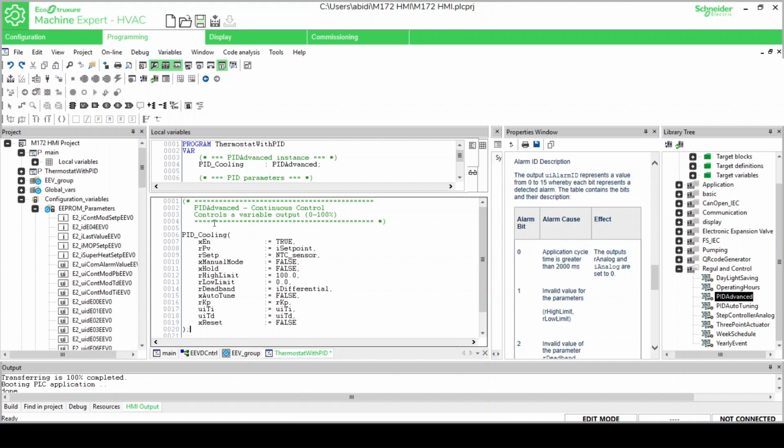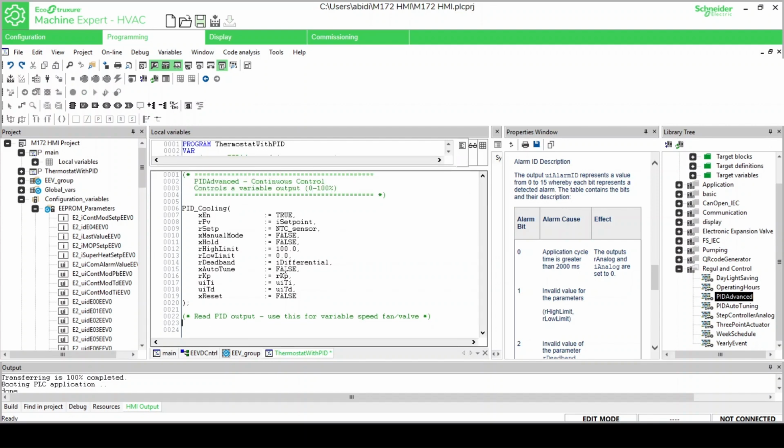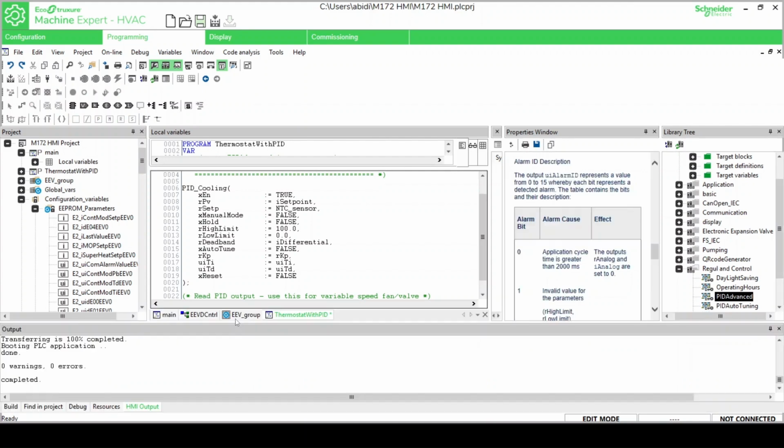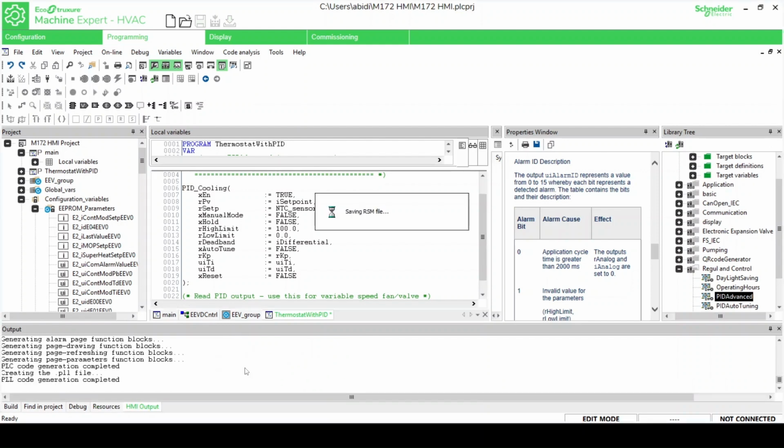Auto-tuning is disabled in this example. xAutoTune equals FALSE. Instead, we manually configure the PID parameters. The proportional, integral, and derivative values are connected to the function block using rKP, uiTI, uiTD. Finally, the reset input is disabled. xReset equals FALSE. After the function block executes, the PID output is read from the controller. PID_output equals PID_cooling.rAnalog. This value represents the calculated control signal produced by the PID controller. The output ranges between 0 and 100% depending on the temperature error.